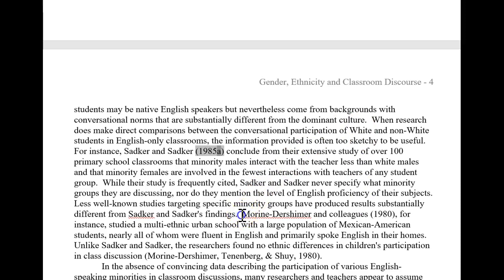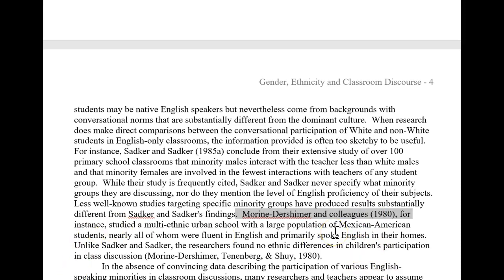Here's another example of an integral citation, Marine-Dersheimer. That hyphenation is their name. And this is one with multiple authors. So Marine-Dersheimer and colleagues, followed by the year. And so that is how I'm introducing that in here.